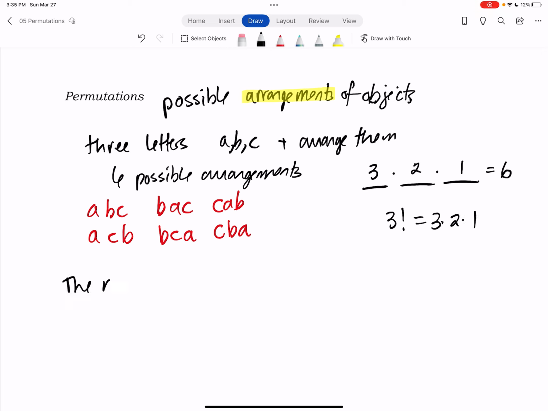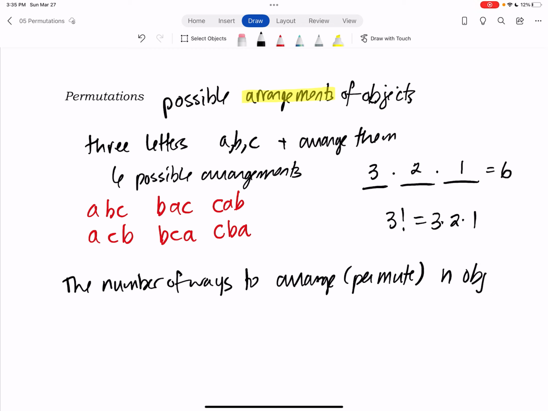So the number of ways to arrange or permute n objects is n factorial, which is n times n minus 1 times n minus 2, all the way down to 2 times 1.